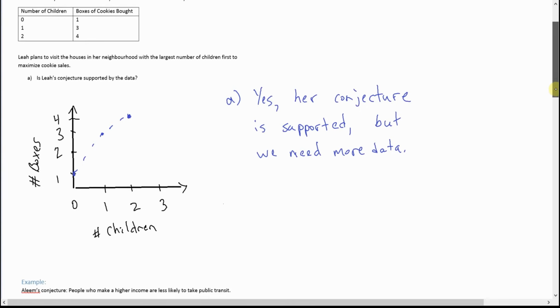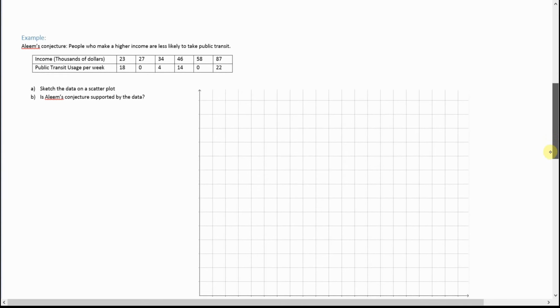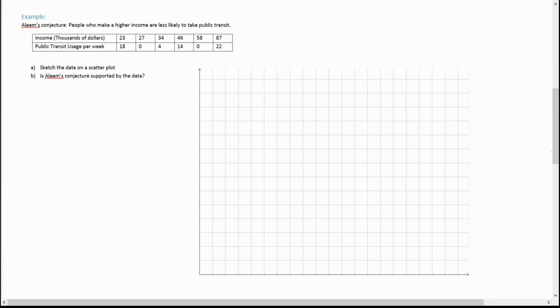Okay, next question. Alim's conjecture. People who make a higher income are less likely to take public transit. So Alim speaks to a few people and has some data here for us to graph. So income in thousands of dollars, 23,000, 27,000, all the way up to 87,000. Public transit usage per week, 18 trips, 4 trips, well, 0 trips, 4 trips, 14 trips, 0 trips, 22 trips. Okay, sketch the data on a scatter plot.